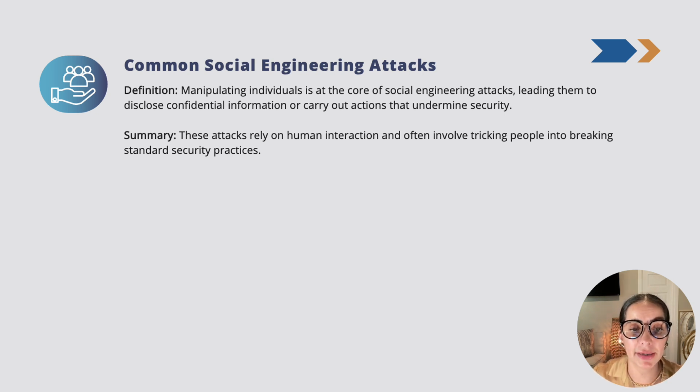Social engineering attacks are defined as manipulating individuals, leading them to disclose confidential information or carry out actions that undermine security. These attacks rely on human interaction and often involve tricking people into breaking standard security practices. One example is phishing, a fraudulent attempt to obtain sensitive information by disguising oneself as a trustworthy entity.